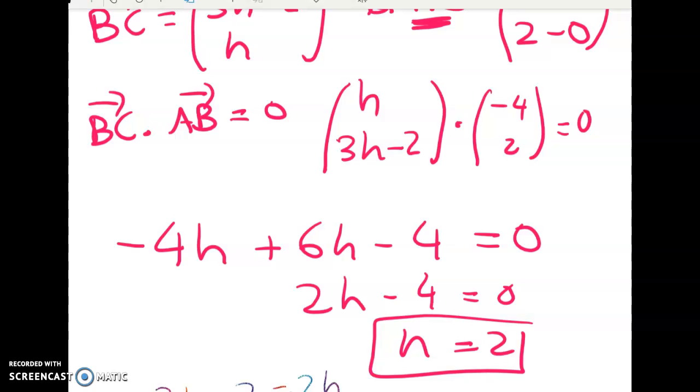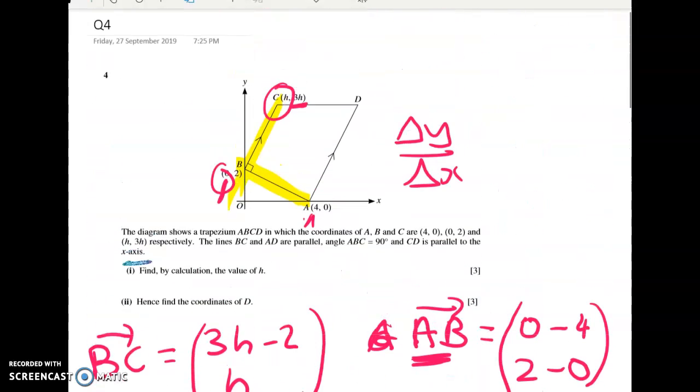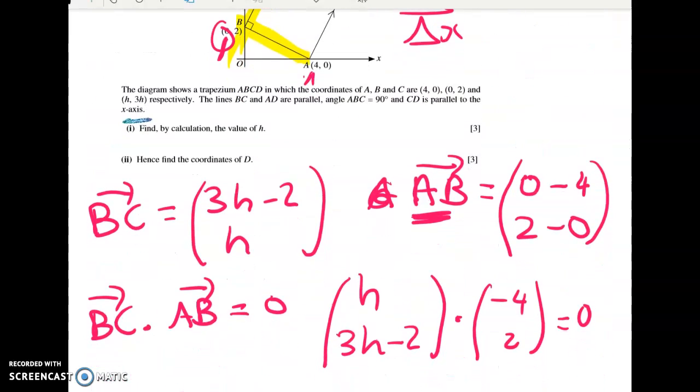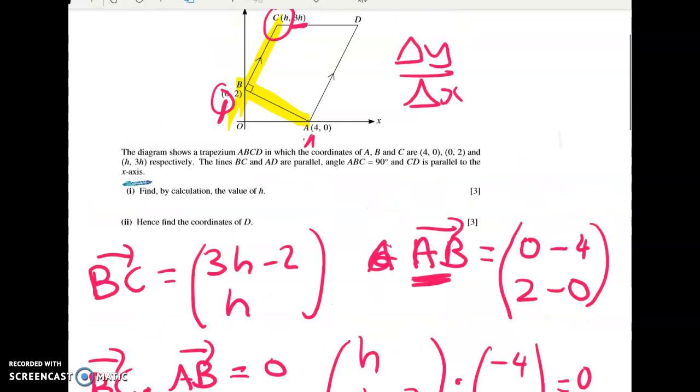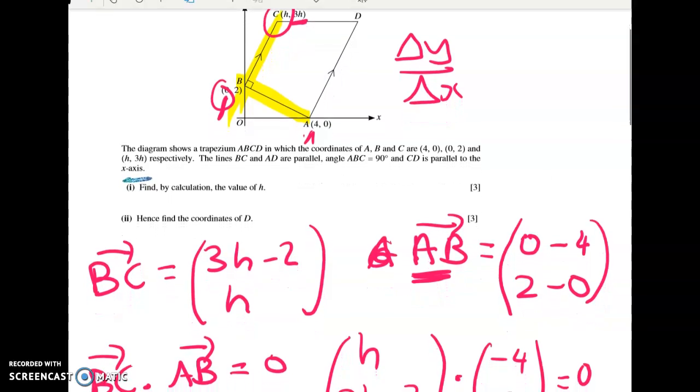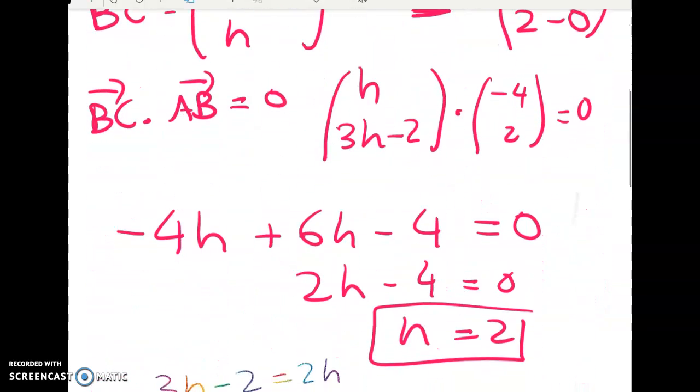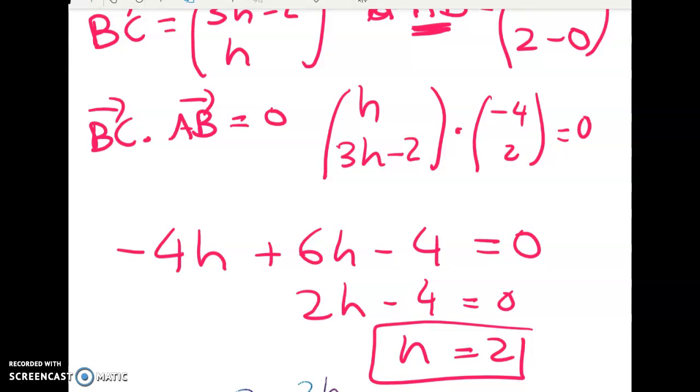So if you compare the amount of work in doing it using vectors to doing it using coordinate geometry, you can see that the vector approach is much, much faster, and we can very easily then get the coordinates of D. I'm not going to go through all of that again, but using vectors to get the dot product is a really nice method.